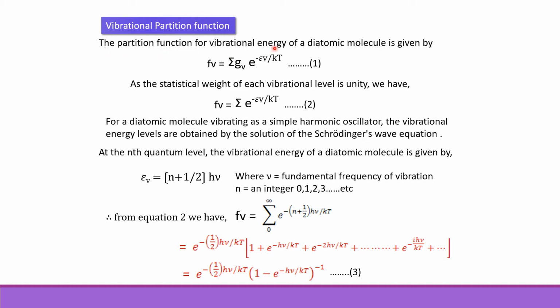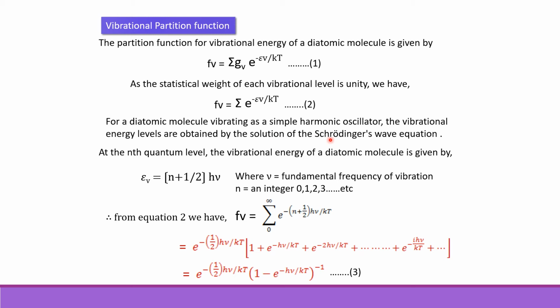The partition function for vibrational energy of a diatomic molecule is given by Fv is equal to summation Gv e raised to the power minus epsilon v by kT. Suppose this is equation 1. As the statistical weight of each vibrational level is unity, we can write for Gv, unity. So Fv is equal to summation e raised to the power minus epsilon v by kT, equation 2. That is, as the statistical weight of each vibrational level is unity, we write Gv is equal to 1.